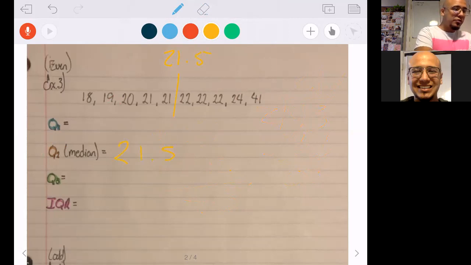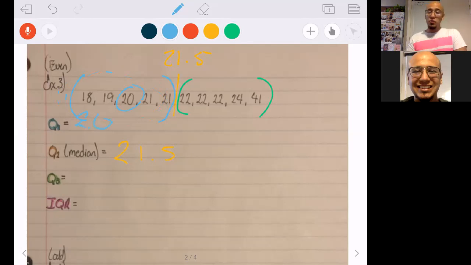All right. Now we are going to work with the lower half to find the lower median, and then we will work with the upper half to find the upper median. Looking at the lower half of the data set, I can easily see that the number right in the middle is 20. If there were two numbers right in the middle, then again, I would add them and divide by 2. In this case, we only have one number, 20, so my Q1 is 20.